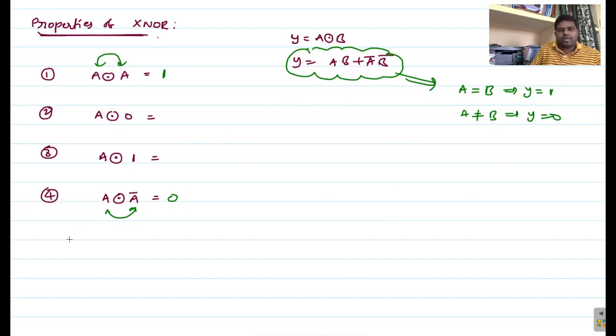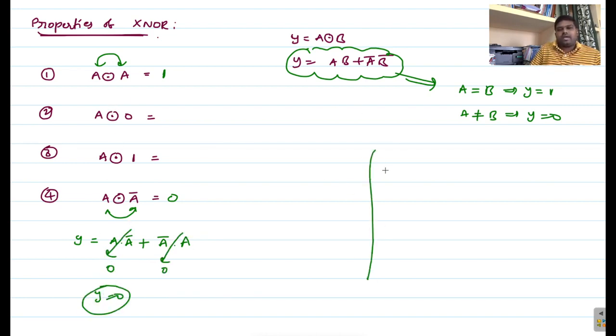For example, if you take y equals A and B equals A bar here, plus A bar is nothing but A bar only, and B bar is nothing but A bar whole bar, then you will get A only. This A into A bar equals 0 and A bar into A equals 0, so ultimately y equals 0.